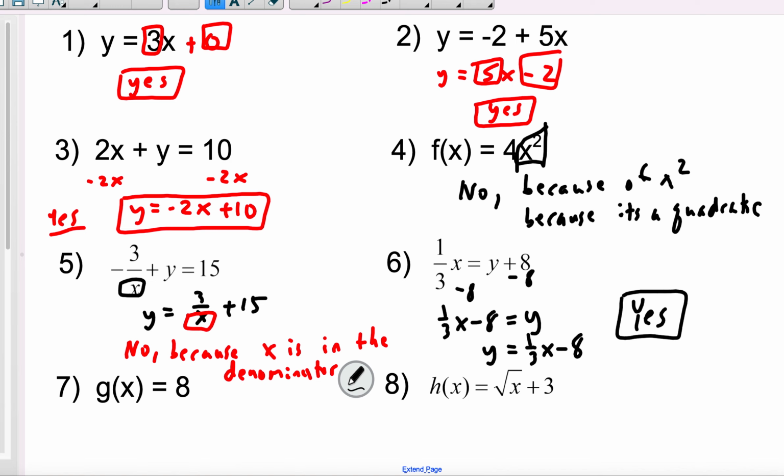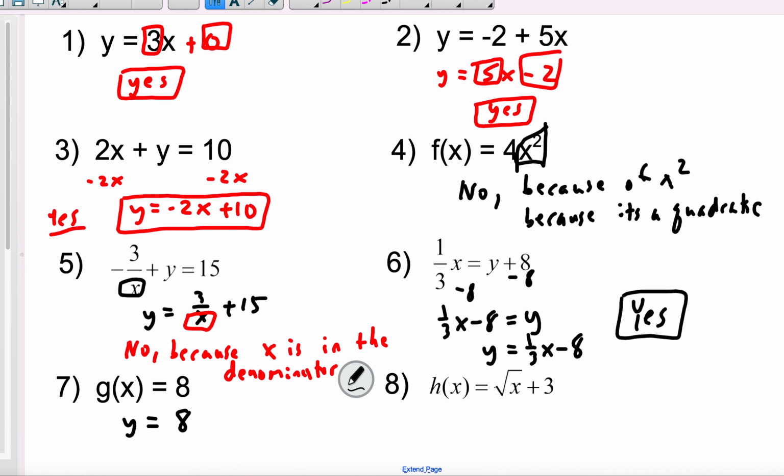What about number 7 there, g of x equals 8? This is the same thing as I can replace that g of x, or whatever kind of function notation they have. If you'd like to put a y in there so you can put it in y equals mx plus b form, go ahead and do that. It's kind of looking like that, but I don't have an x in there.